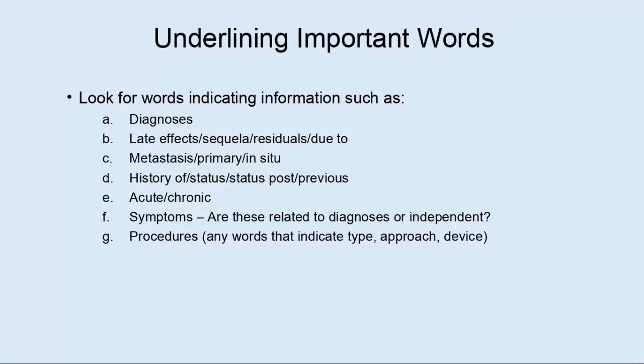This is the kind of information you will need: diagnoses, late effects, metastasis, whether they're primary or in situ, anything history of, status post, previous treatment, something is acute or chronic, symptoms. Look at the symptoms and pull those out, and we'll later look at whether these are related to the diagnosis or independent. That will determine whether or not they are coded.